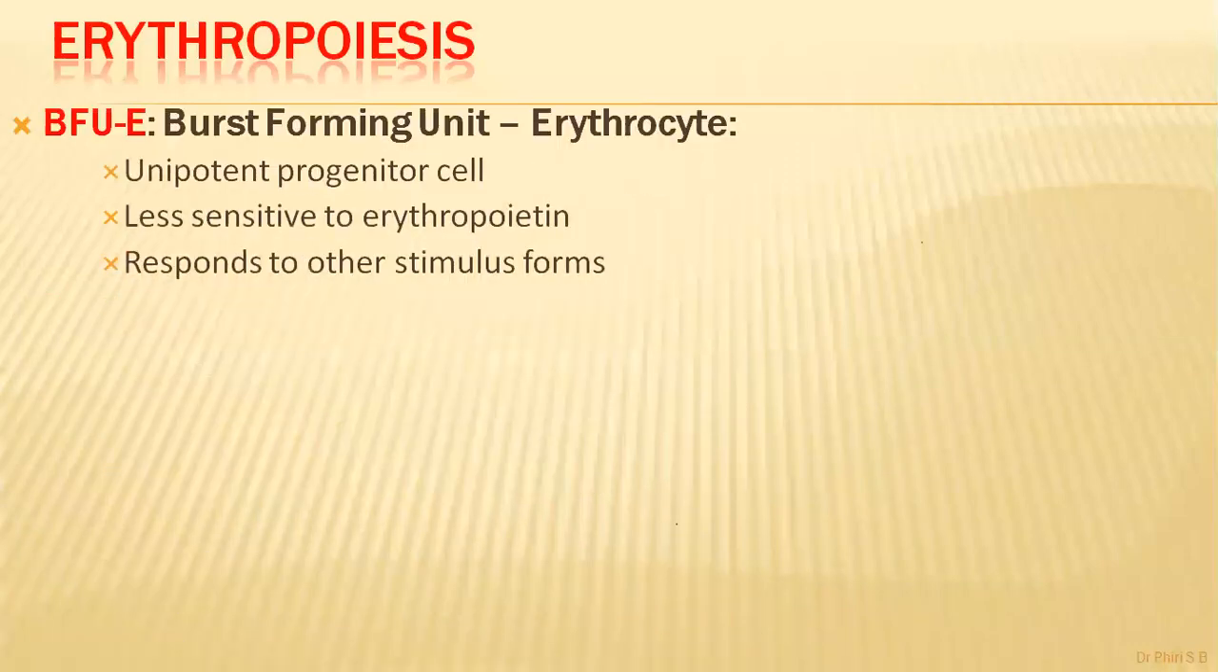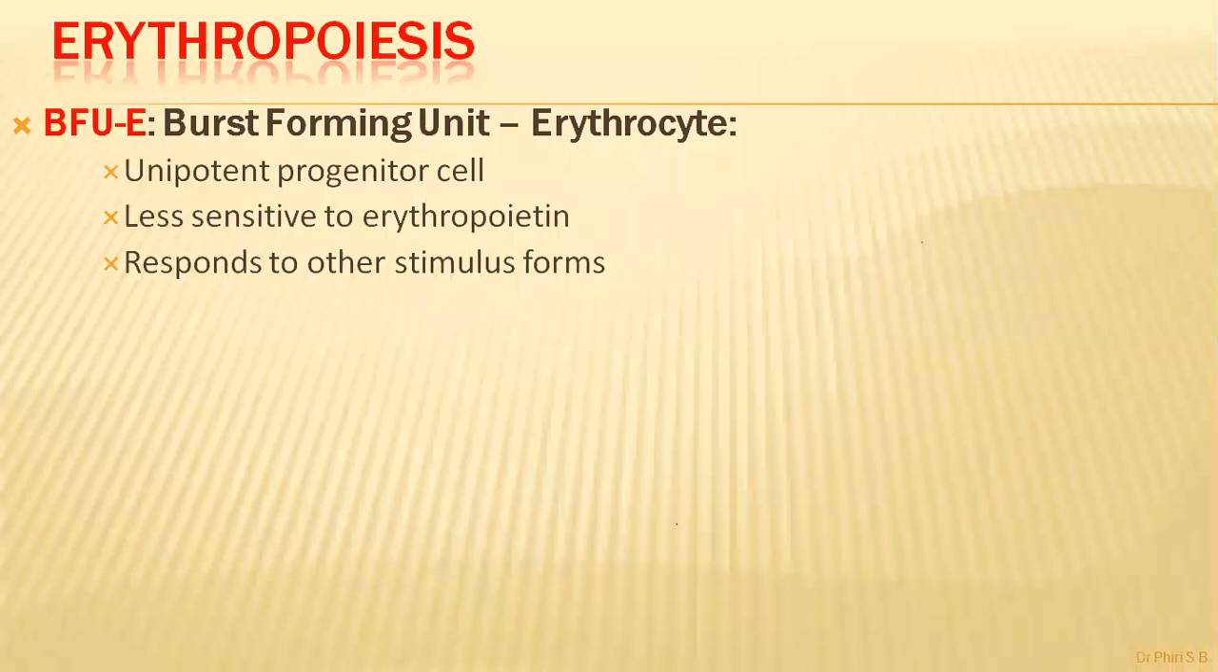Remember, the red blood cells also come from the hematopoietic stem cell. The long-term hematopoietic stem cell, the short-term hematopoietic stem cell, then you have the common myeloid progenitor cell. This common myeloid progenitor cell will now start becoming committed cells. Some of these committed cells are called burst-forming units. The burst-forming unit erythrocyte is the one that is basically committed to becoming a red blood cell.